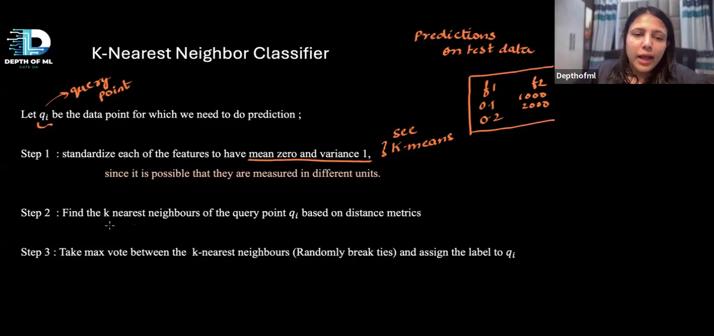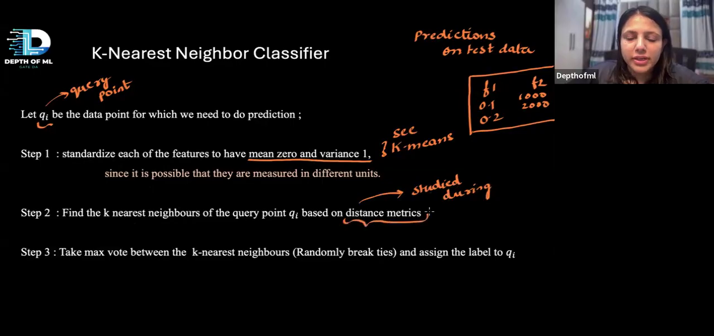So for the same reason, we standardize the data so that they have zero mean and variance one. Okay. And now, based on some distance metric, when we were studying K-means we had talked about distance metrics, right? If you have not watched that lecture, you can go and watch it. There are different distance metrics based on the different types of data that you have. We'll use one of those distance metrics to find the K nearest neighbors.